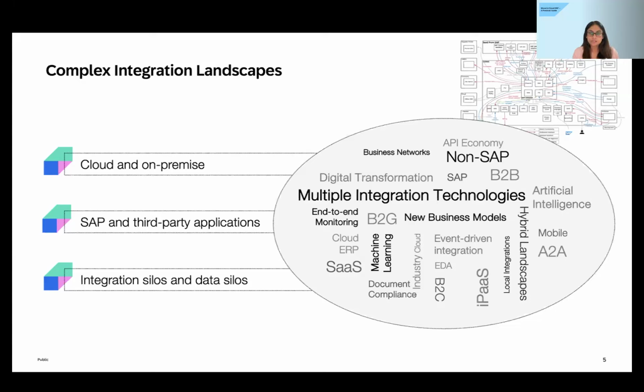Now, what it allows you to do is A2A integration, B2B, B2G, API-based, event-based, and we are embedding a lot of AI capabilities in this. And also we support hybrid landscapes. So not only in cloud can you deploy your integrations, but also on-premise.